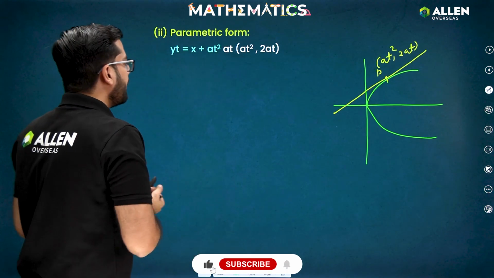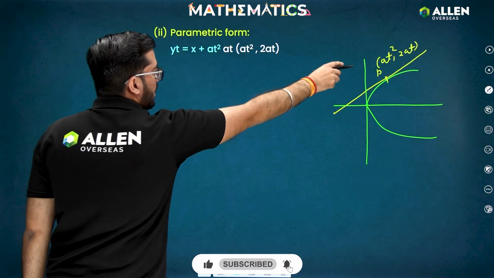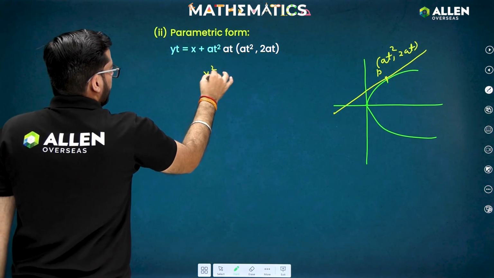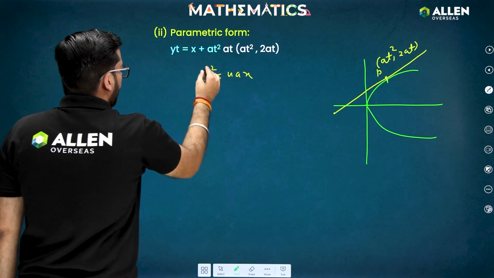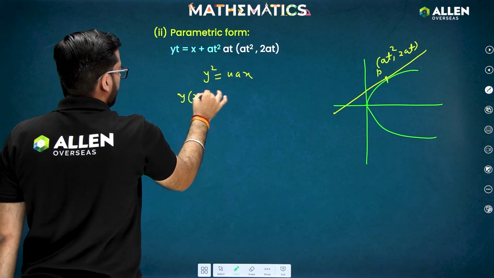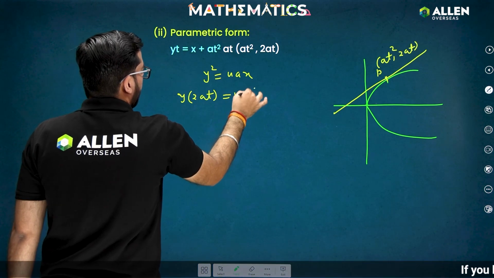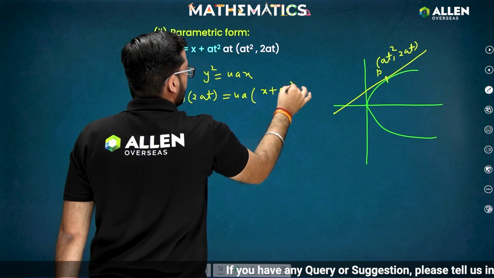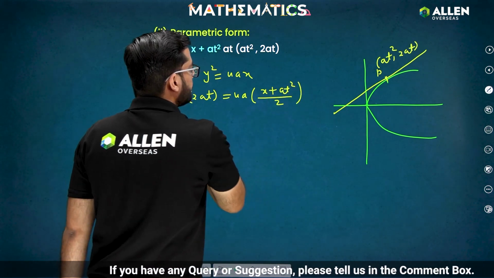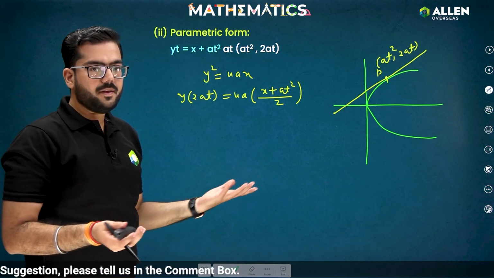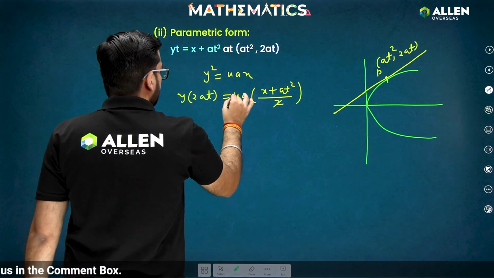Now again I would like to do the same kind of work here, but now here we have at square comma 2at, not an issue. Y square is equal to 4ax, we have y into y1, but y1 we have 2at, so I am going to put here 4a. X I can replace with x plus x1 upon 2, x1 we have at square. Quite easy. Now you can solve this thing.